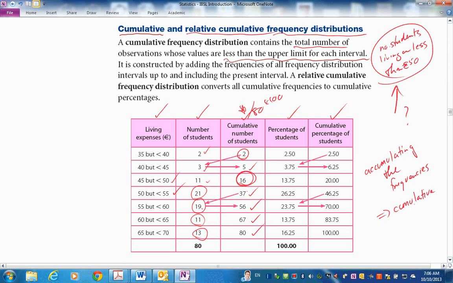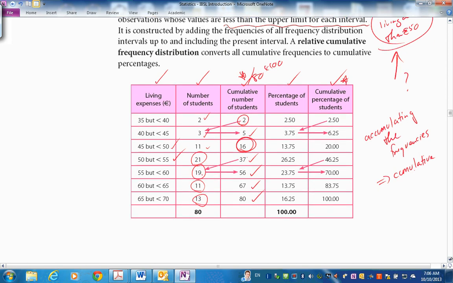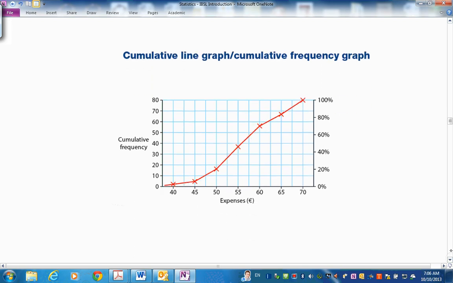So cumulative or relative cumulative frequency distributions are important. Relative means you're going to use a percentage here. It's relative to 100, if you like. It's a fraction out of the total, giving you some idea of the distribution. Okay, let's have a look at what it looks like.